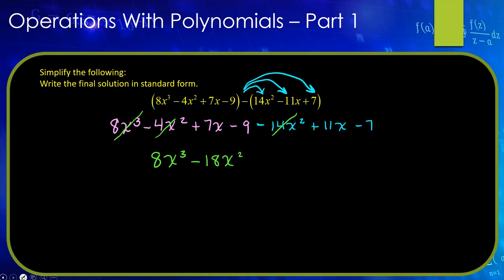And then when I do the second term, I think of it more as subtraction, and when I subtract from a negative, I just make it more negative. I have a 7x plus an 11x, so that becomes an 18x. And I have a negative 9 minus a 7, which becomes a minus 16. So the final answer is 8x cubed minus 18x squared plus 18x minus 16.